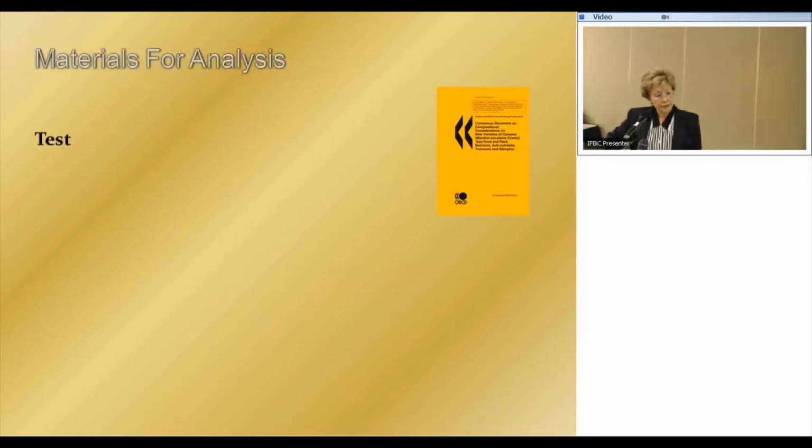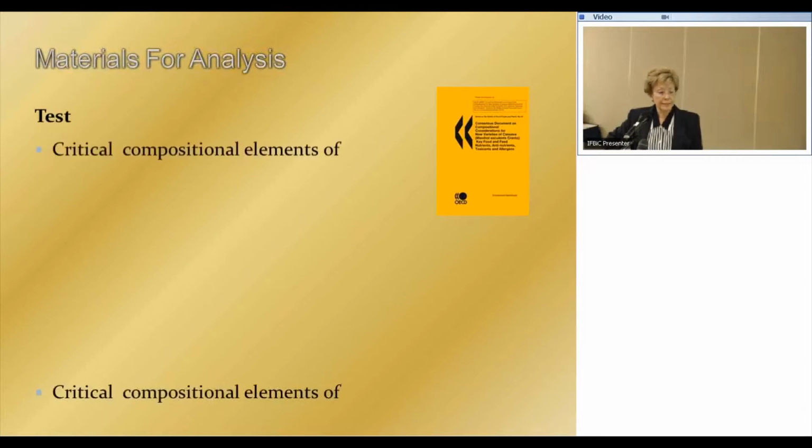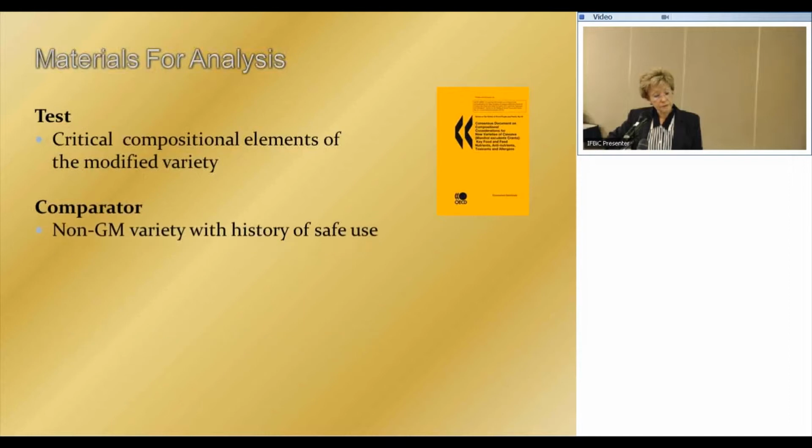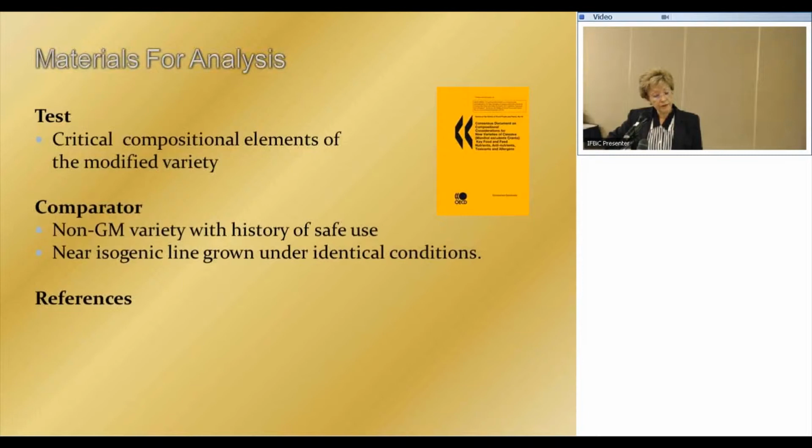Let's link it to the materials for analysis. The test is the modified variety, with the critical compositions and elements that the OECD has identified. The comparator is a non-modified variety with a history of safe use, the word being history of safe use, a near isogenic line grown under identical conditions. And then the references, as we discussed the last few days.